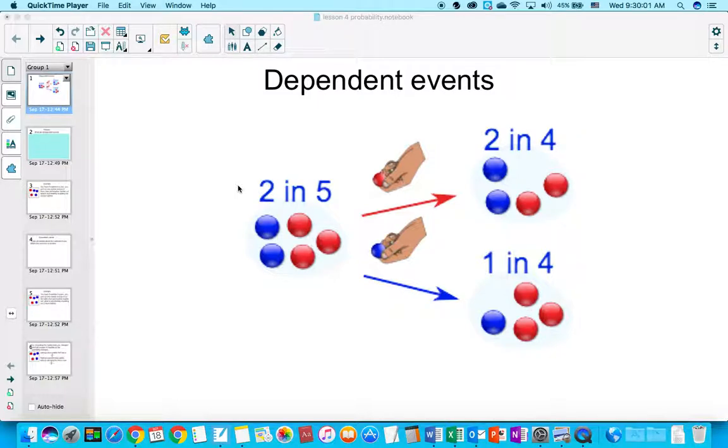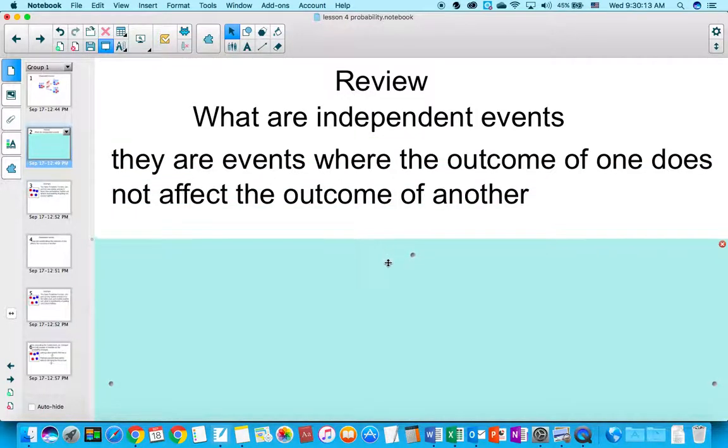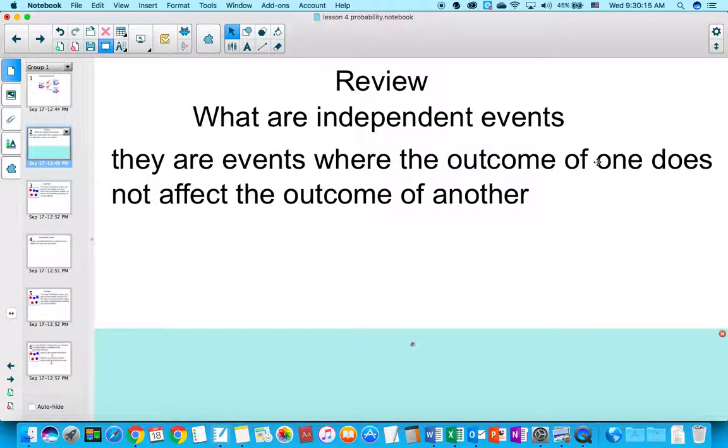So if you recall from previous lessons, independent events are what? Right? What are independent events? Well, independent events are events where the outcome of one event does not affect the outcome of another.